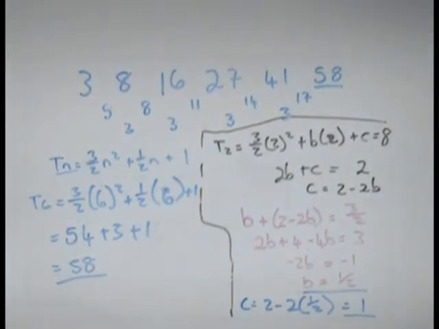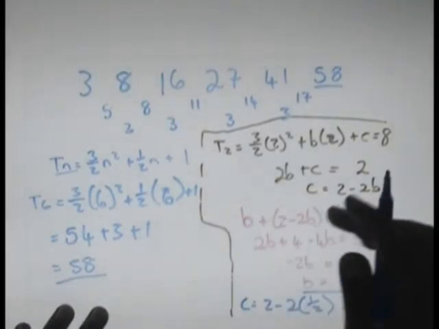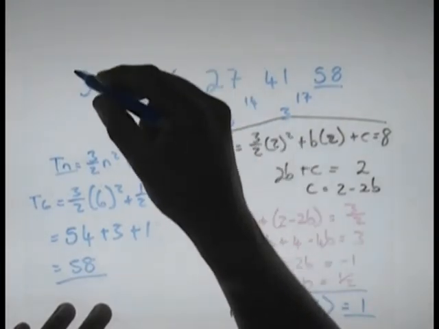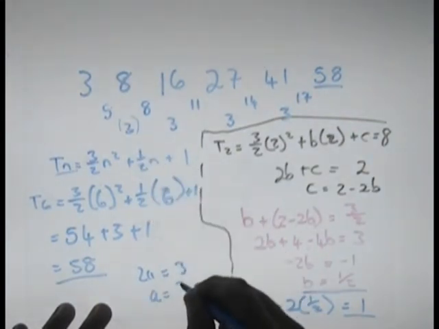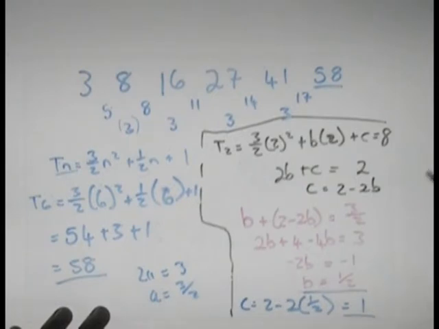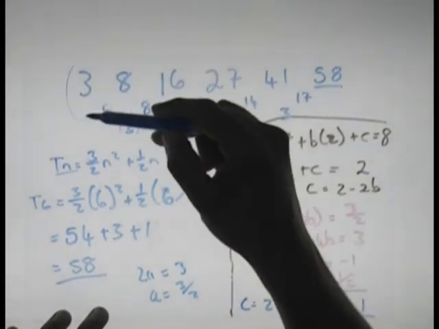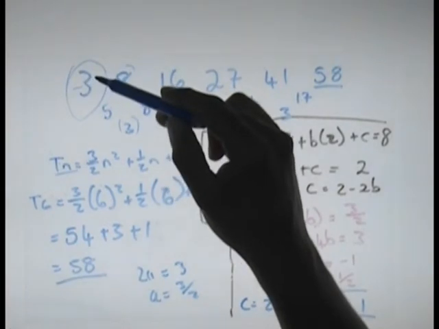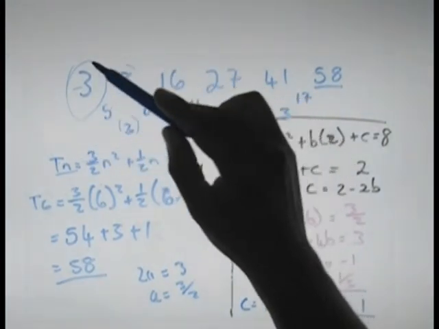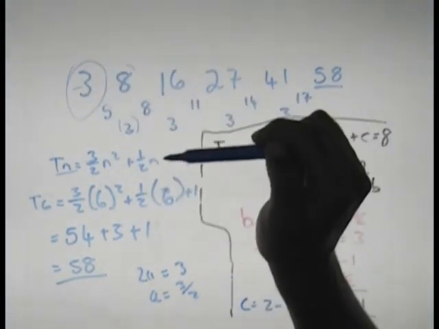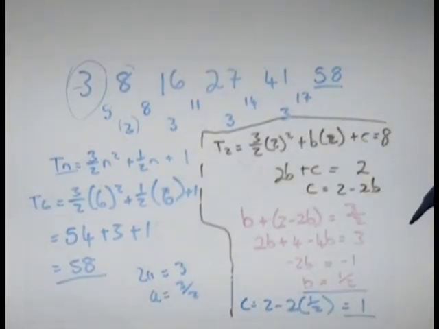Quick recap of this. Step 1, we found our a value. The way we found our a value was we said our second difference is equal to 3. That means that 2a is equal to 3. That means that a is equal to 3 over 2. We then did simultaneous equations, knowing that our first term was 3. That means that an squared plus bn plus c has to equal 3 when n is equal to 1, and when n is equal to 2, it has to equal 8. That gave us two equations. We solved it simultaneously to give us the b and c values.